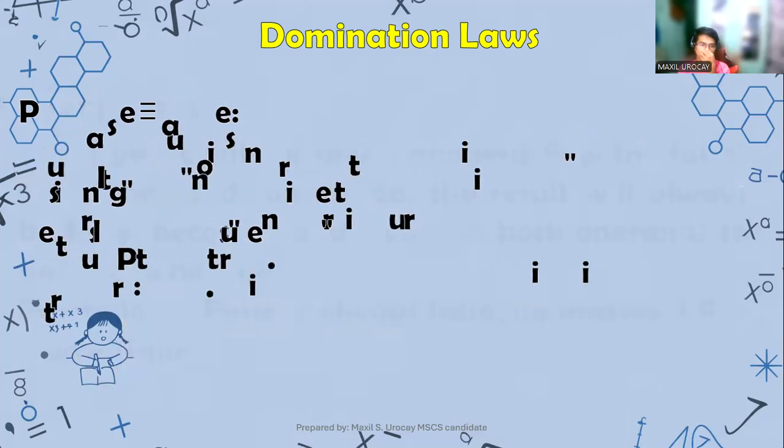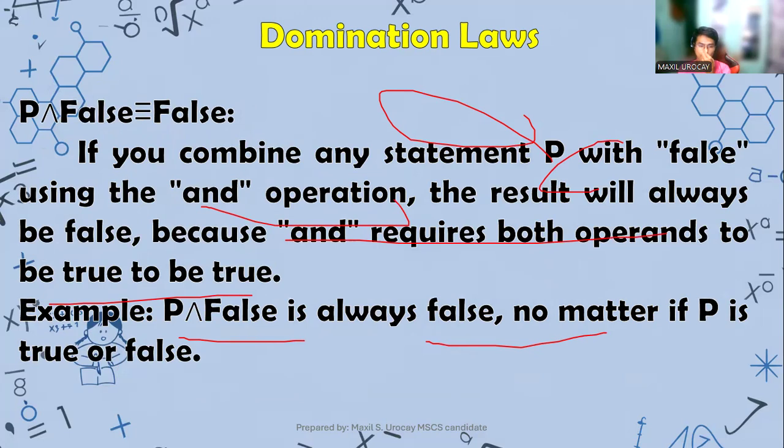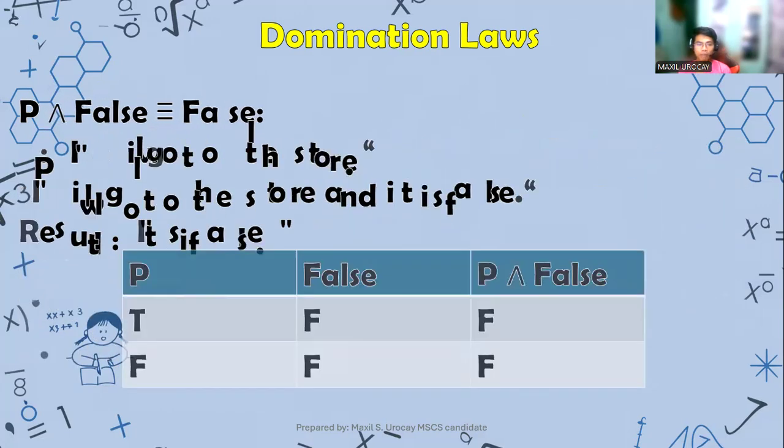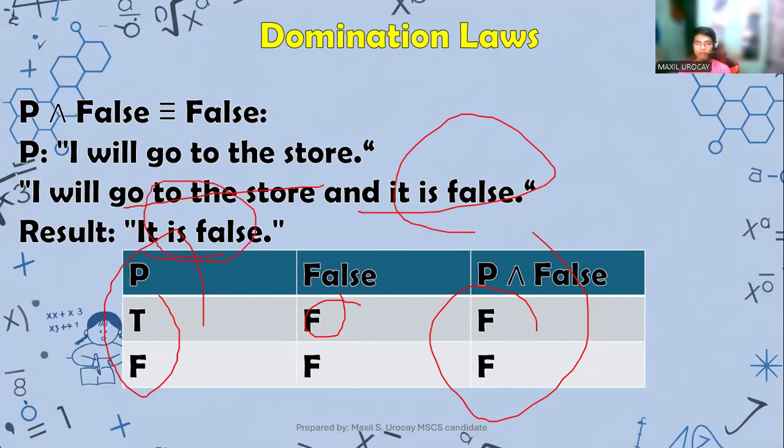Here in the AND operation, if you combine any statement P with false using the AND operation, the result will always be false because AND requires both operands to be true. So P times false is always false, no matter if P is true or false. So for example, we have P true and false multiplied by false, it will always be false. I will go to the store and it is false. Of course, it is false then.